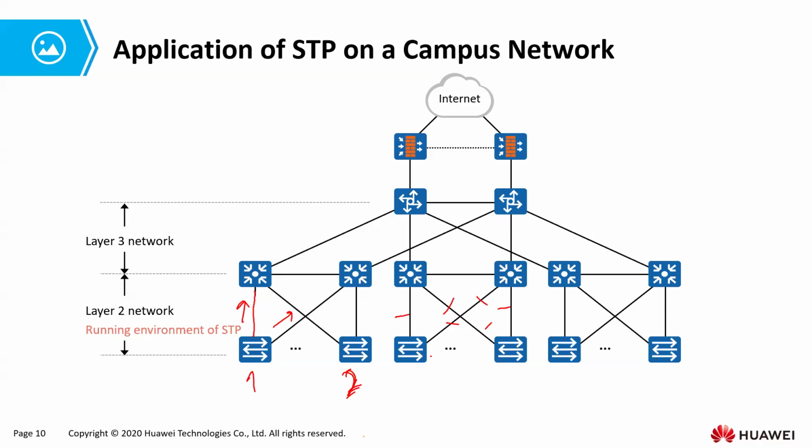What comes with redundant links? Loops. What comes with loops? Broadcast storms. Network performance is affected. So that's where we need STP. STP will always be there in a network because we always have redundant links in typical networks, for example, campus networks. They just demonstrate there are redundant links. Therefore, STP is much needed.